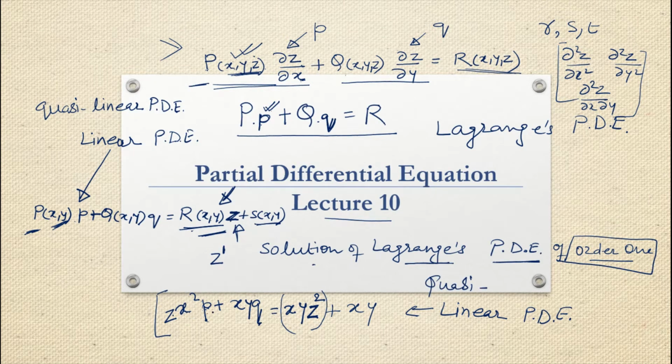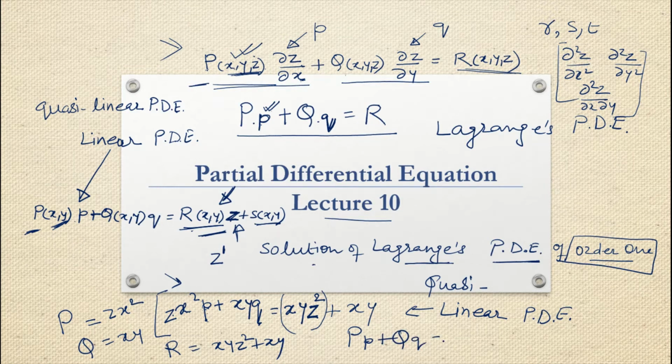If I relate this equation with Lagrange's partial differential equation form, my capital P in this equation is zx square. My capital Q is xy, and my capital R is xyz square plus xy. So this is again in the form of capital P small p plus capital Q small q equals R. That means this form of equation is eligible to be solved using Lagrange's partial differential equation solution method.